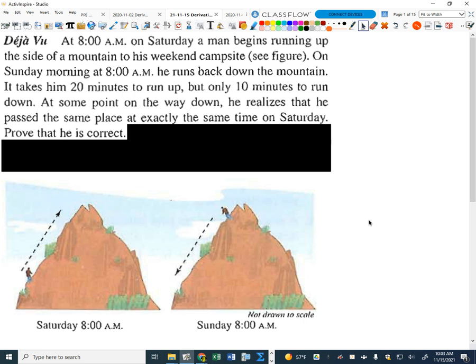Anybody want to give me another argument there? Maybe don't even use IVT. Can you just use logic to demonstrate that he has to pass by the same place at the same time? Any ideas?